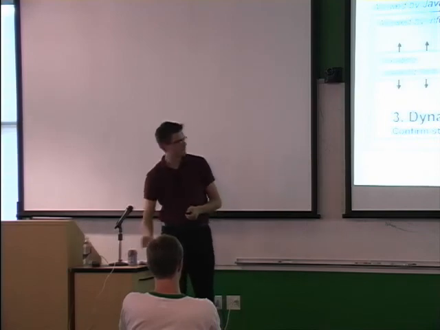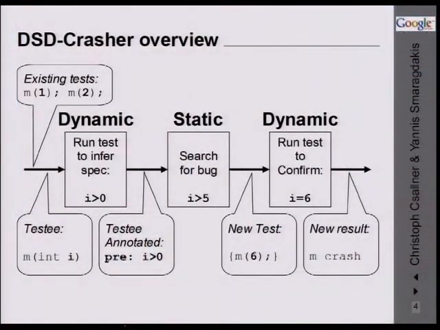Okay, and now for an example to make that process a little bit more clear. Assume that you have a method you want to test, m, and it expects an integer parameter. And you have a set of existing test cases, two here: one calls it with 1 and the other one with 2. So we run those two test cases with the dynamic step and infer a specification: we have seen 1, we have seen 2, so probably what the programmer wanted is a method that works on all positive integers. So that's our guess.